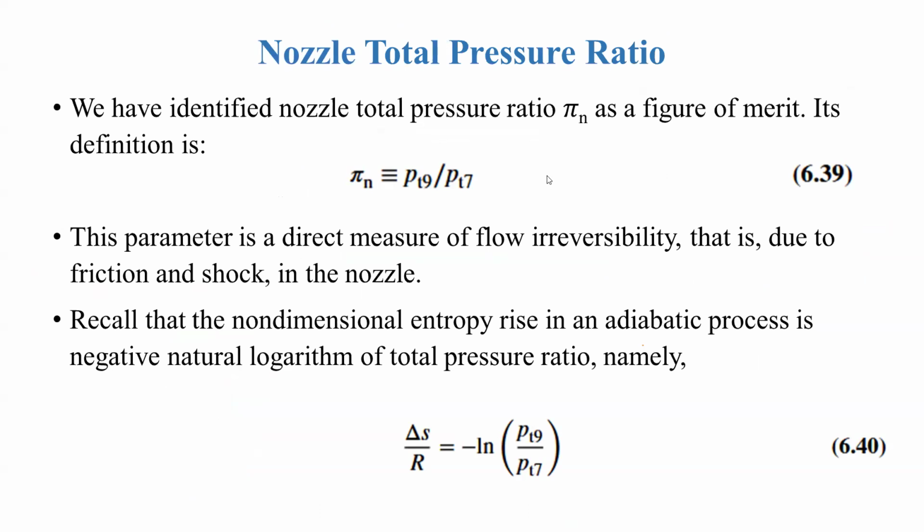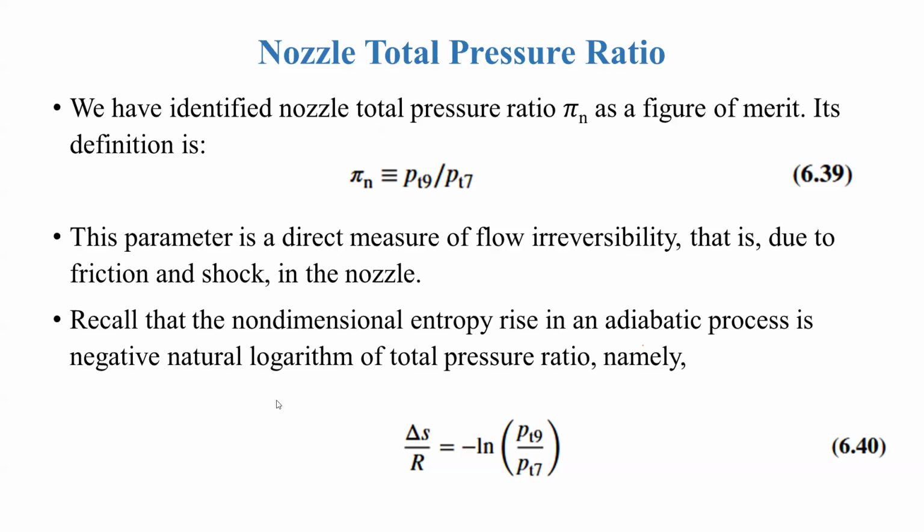And the nozzle total pressure ratio, that is π_n, is the total pressure ratio, that is PT9 over PT7. So this parameter is a direct measure of flow reversibility, that is, of the losses due to friction and shock in the nozzle.